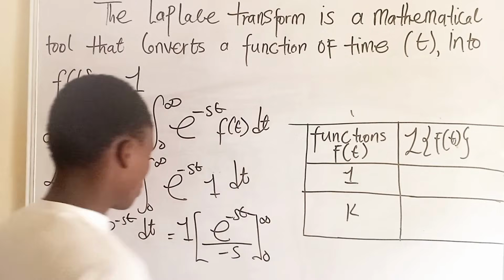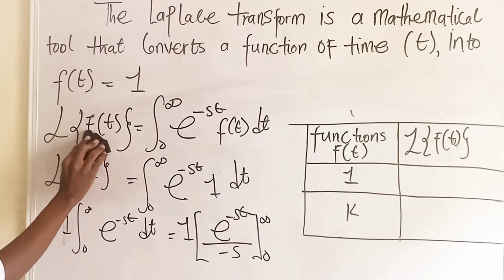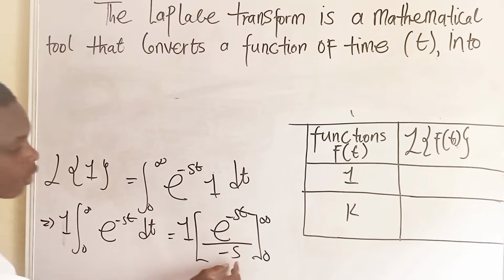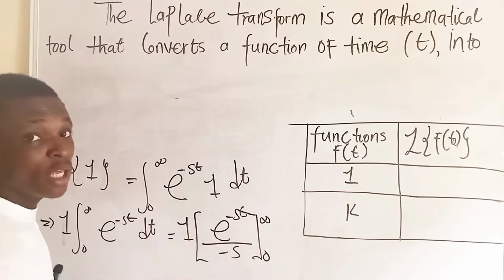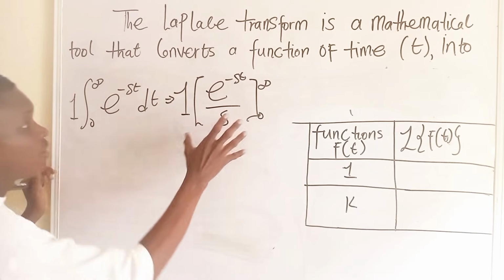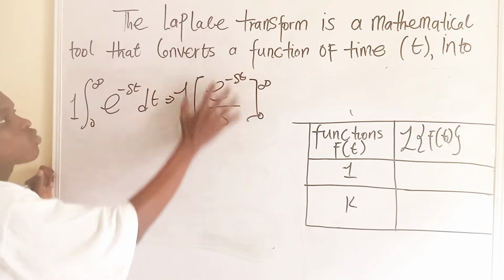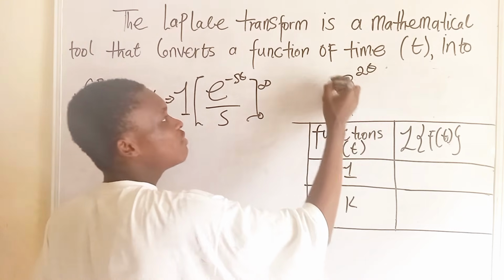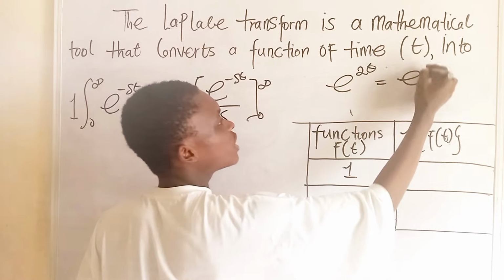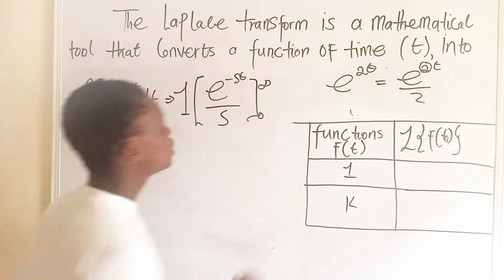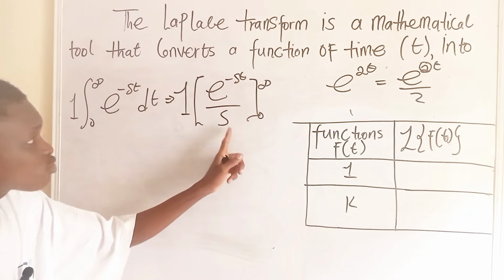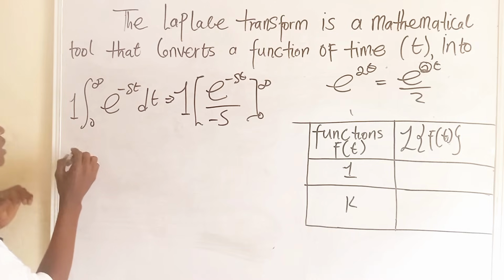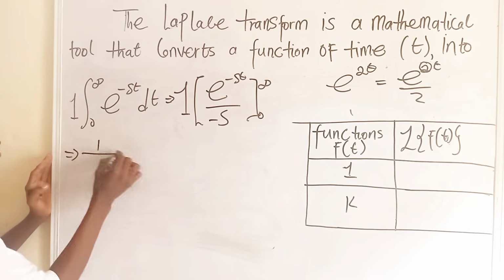From here, we are going to subtract the lower limit from the upper limit. We integrated this to have this. From normal integration, if we have exponential 2t, its integral is exponential 2t divided by 2, so it's the same thing here: divide by negative s. So we shift negative s outside, and we have 1 all over negative s.